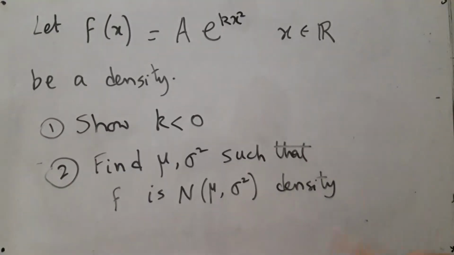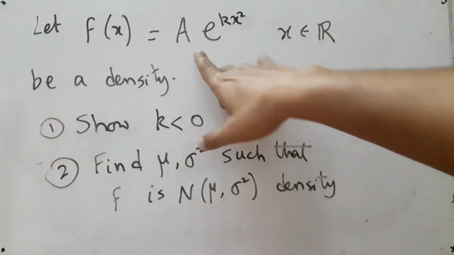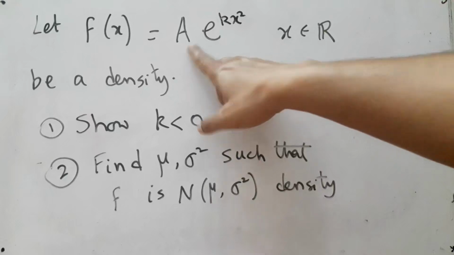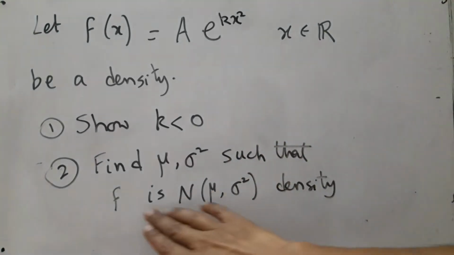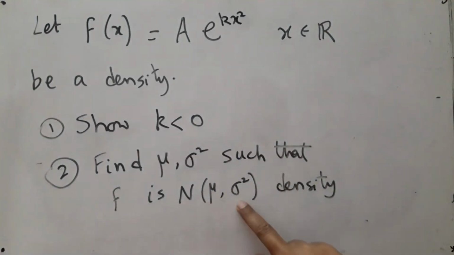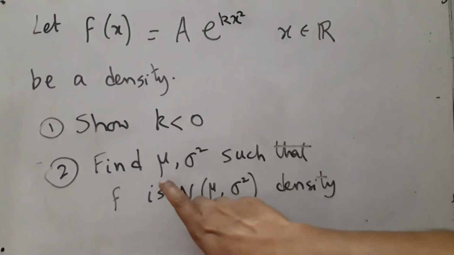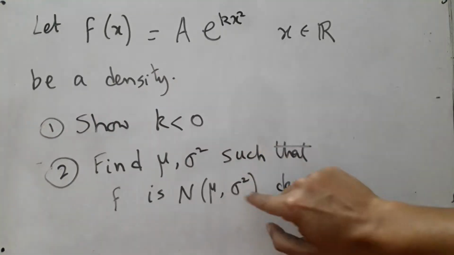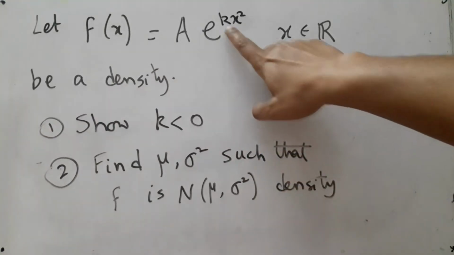Now, just integrate and make it equal to 1, from which you can work out capital A, and from this you conclude that f is a normal mu sigma square density, and find mu and sigma square, for which you will have this. So mu and sigma square will be obtained as functions of k.